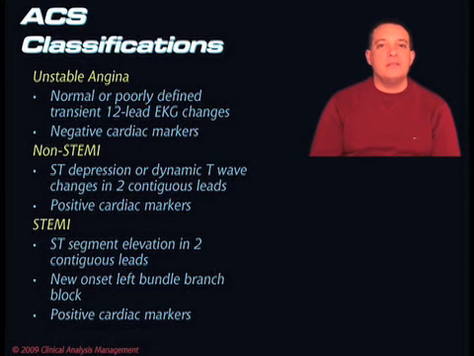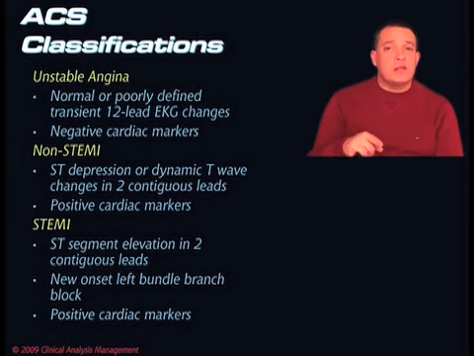So what do we have to diagnose a patient with a non-STEMI? Well, what we have to have is ST depression or dynamic T-wave changes in two or more contiguous leads, and the patient has to have positive cardiac markers. Now remember that your cardiac markers are going to take several hours to come up, so that doesn't mean we wait around to see if there's positive cardiac markers. If we have ST depression or dynamic T-wave changes in two or more contiguous leads, then the patient has a non-STEMI until proven otherwise, and we start working the patient up as such.